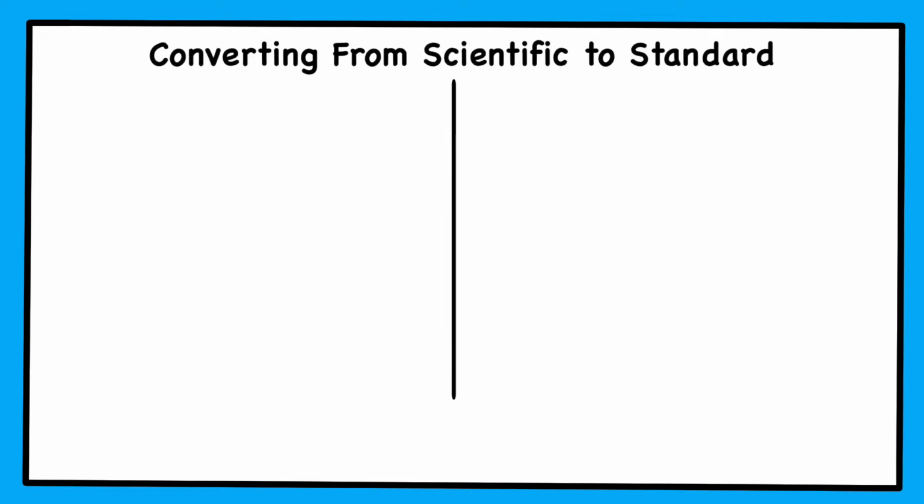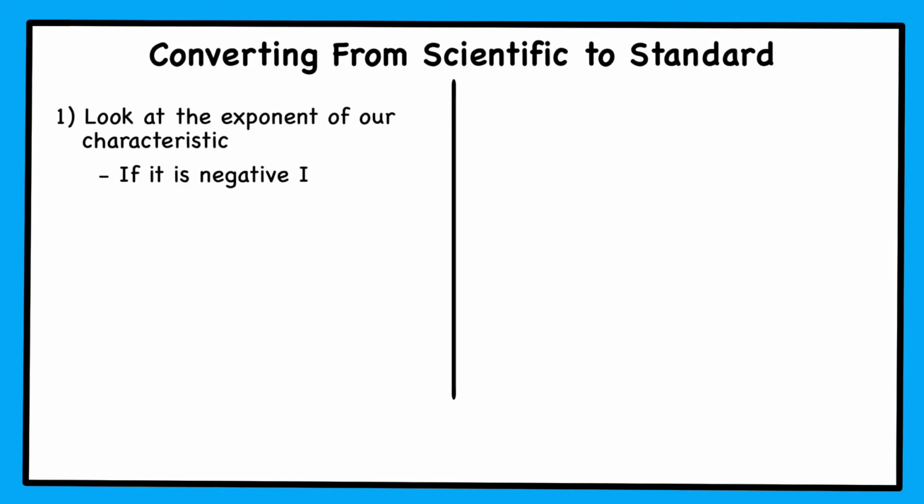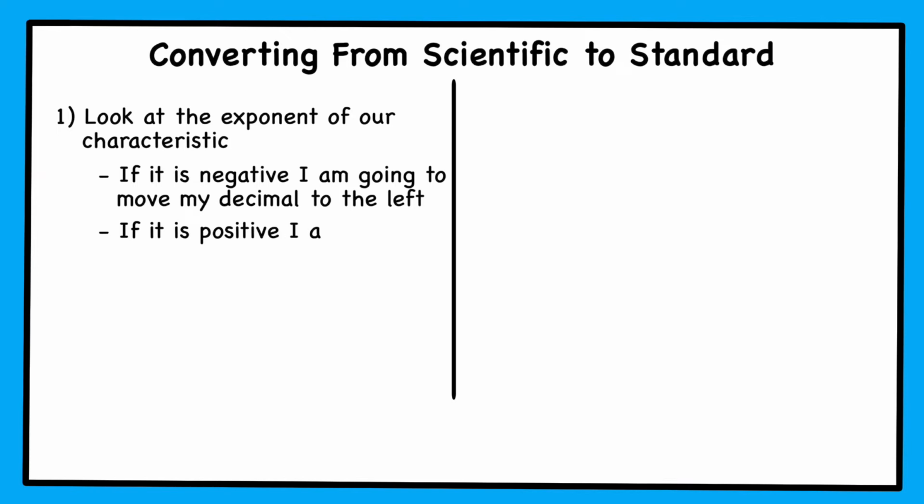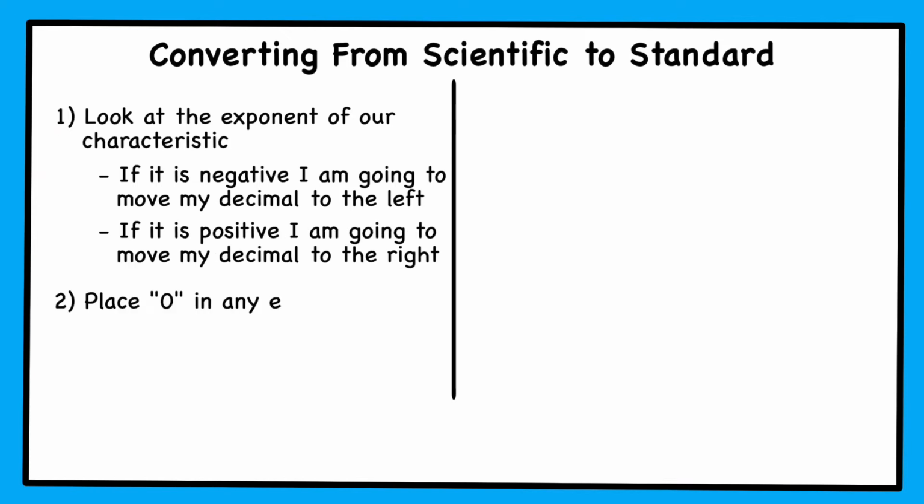Okay, so now we can convert numbers to scientific notation. How do we convert it out of scientific notation? Well, the first thing we're going to do is look at the exponent of our characteristic. If it is negative, I'm going to move my decimal place to the left as many times as stated by the characteristic. If it is positive, then I'm going to do the opposite. Any open spaces, I place zeros in.